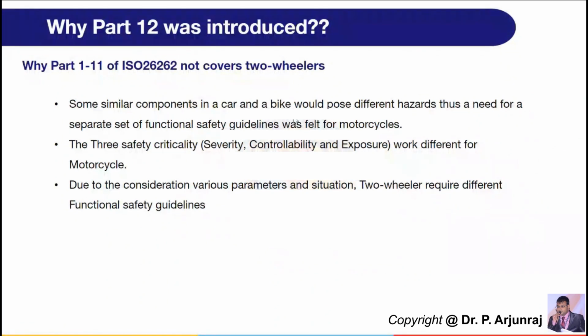So that's why it's not been dealt with in part 1 to part 11. And here you are going to see that this is completely a different scenario in the case of motorcycle. Because of this reason, there are even different parameters. There is a difference, and we can also see the operating condition varies between a four-wheeler and a two-wheeler, and hence we need to have different safety guidelines. That's why this part 12 has been covered here.